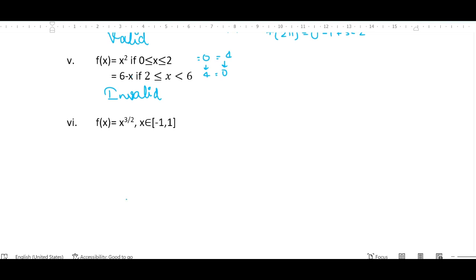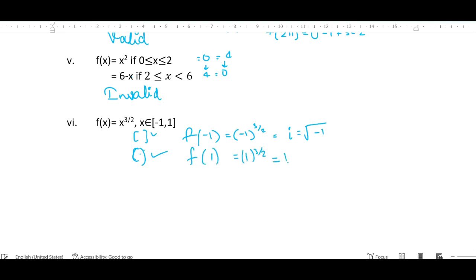Okay, so now f of x is differentiable. Yes. Is it continuous? Yes. So let's see. F of minus 1 is equal to minus 1 to the power 3 by 2, which is equal to the cube of this is minus 1, and the root of minus 1 gives you i, which is root of minus 1. Now going to f of 1, 1 to the power 3 by 2 is equal to 1. These two values are not equal. So this function is invalid for Rolle's theorem. So guys, with this we are done.